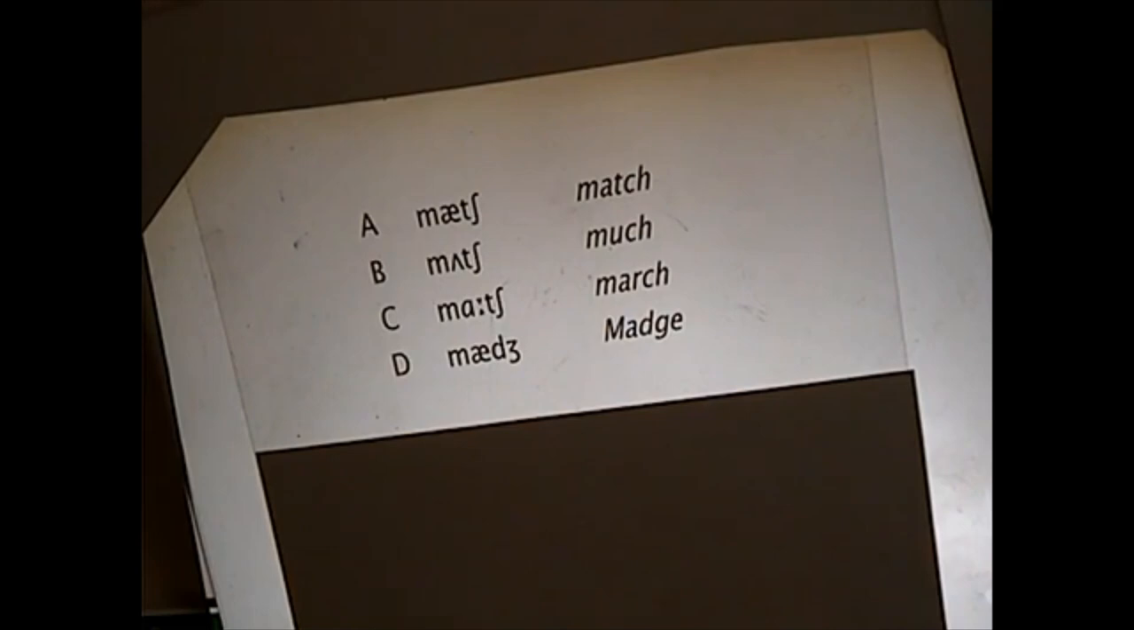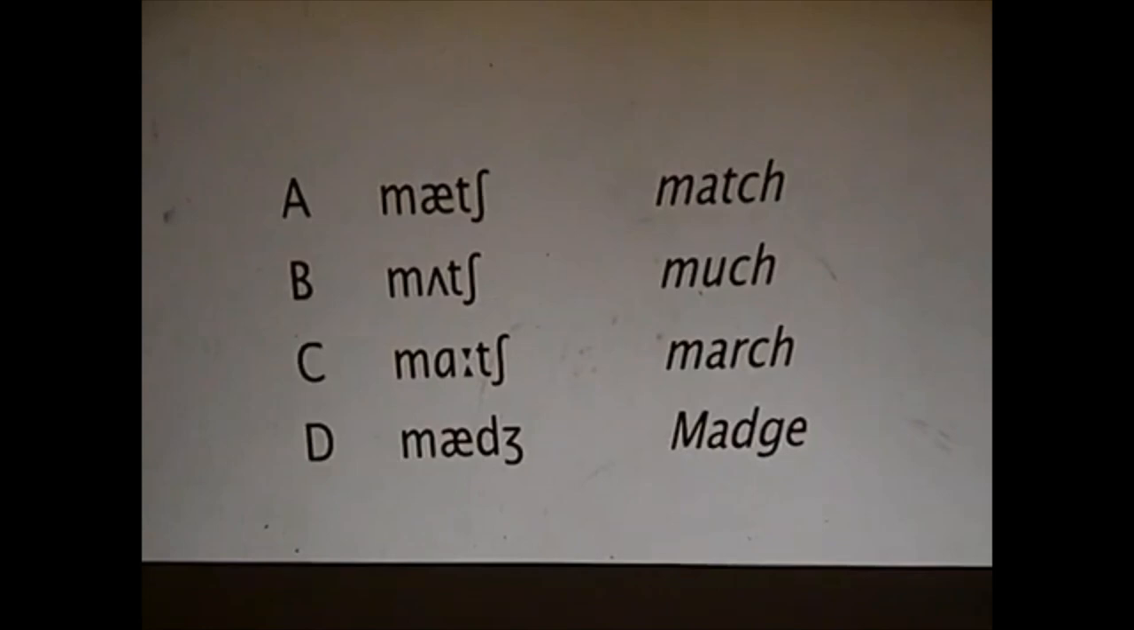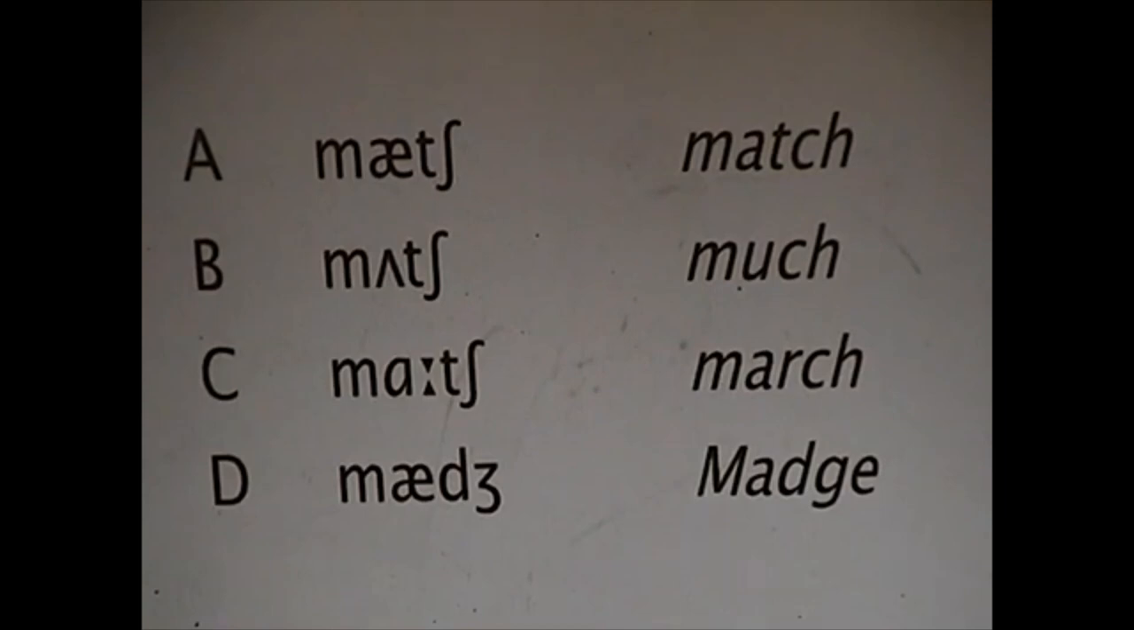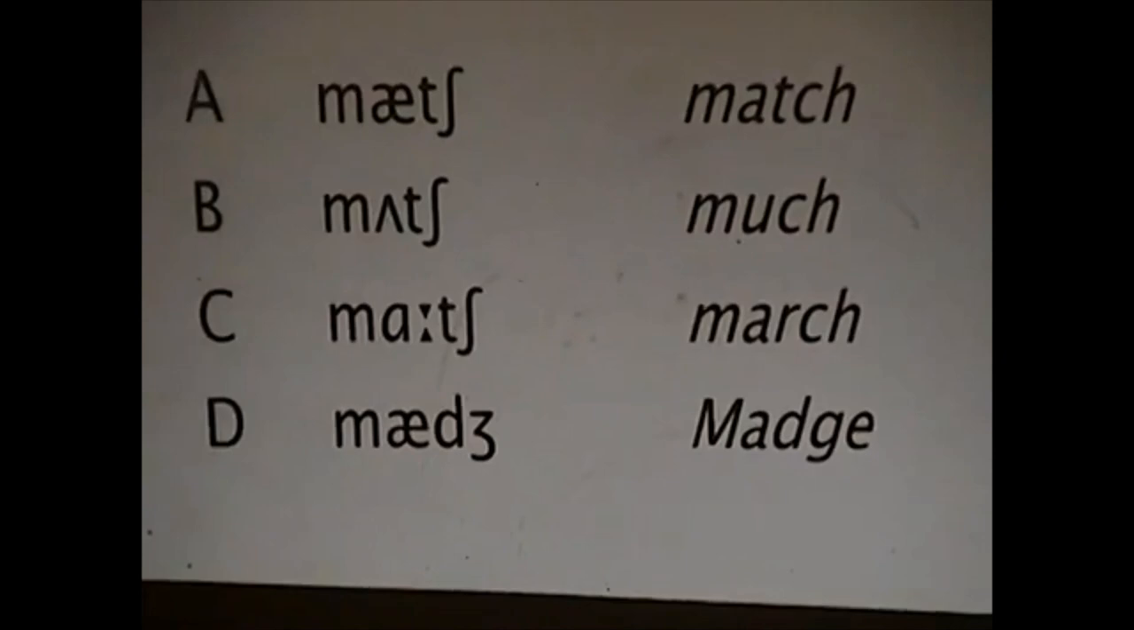Four different English words, and you ought to have been able to identify each one correctly. So first we had match, like a football match, or to strike a match with a light. Then we had much, a lot. And we had march, like soldiers march, or the name of the month. And last we had madge, which is a name. Who got them all four right? Good, well done those who did.